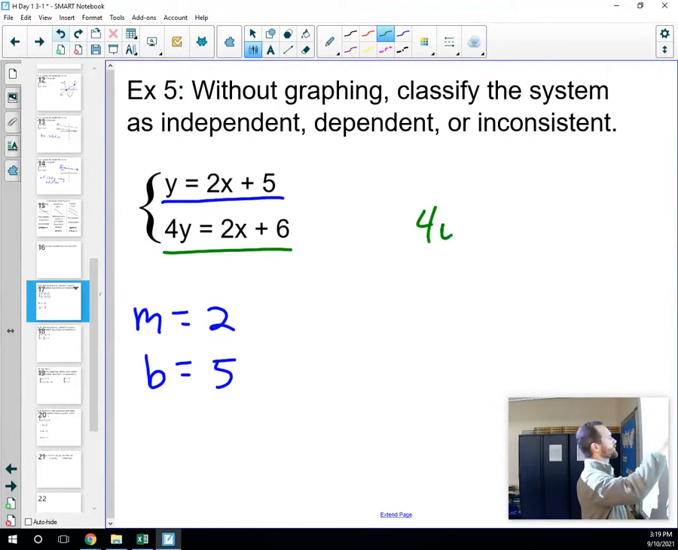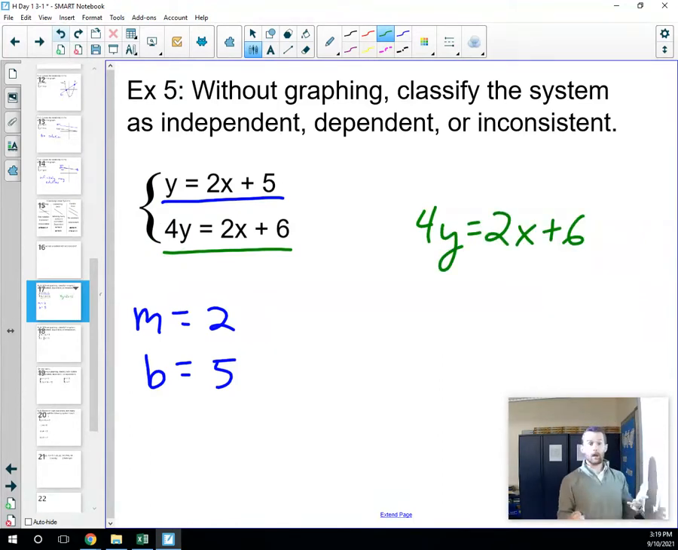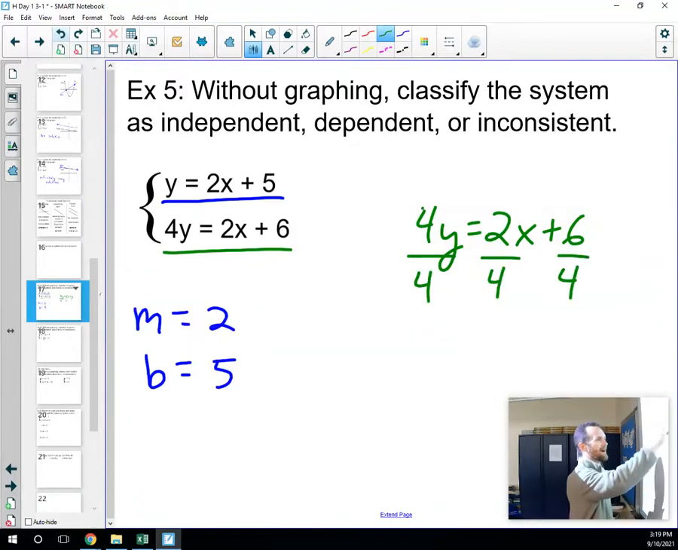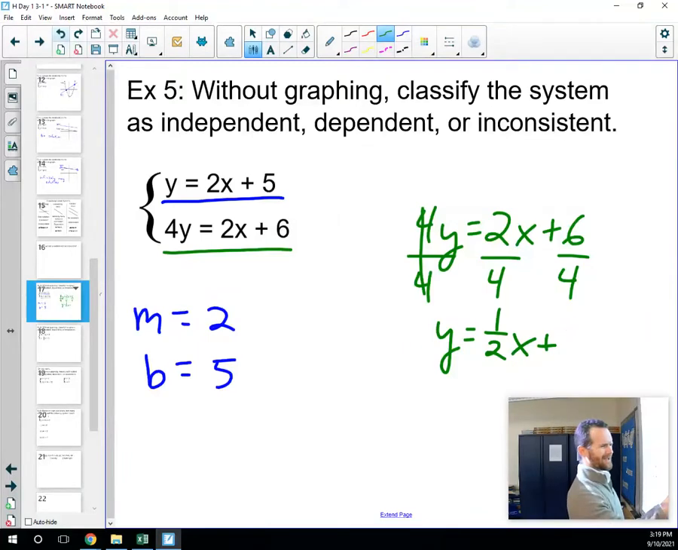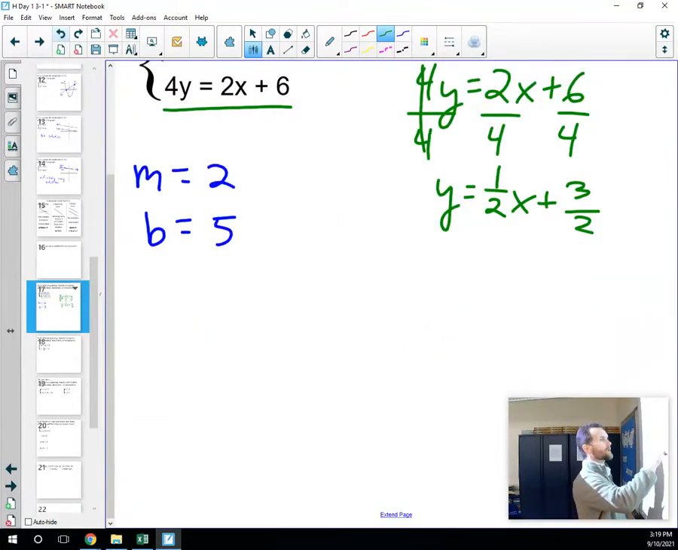So we got a little work to do here. So I'm going to move this over. 4y equals 2x plus 6. And then to get y by itself, we divide every term we see by 4. Hopefully we remember this from Algebra 1, just getting y by itself. So then that becomes y equals 1/2 x plus 3/2. All right. So the slope here is 1/2.